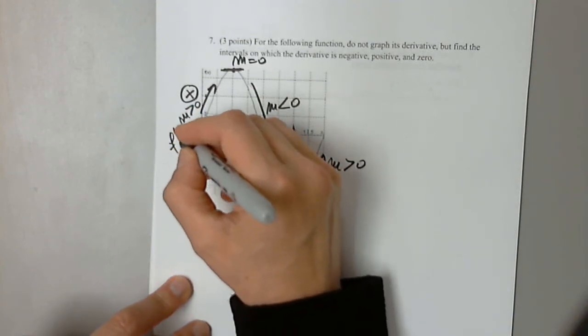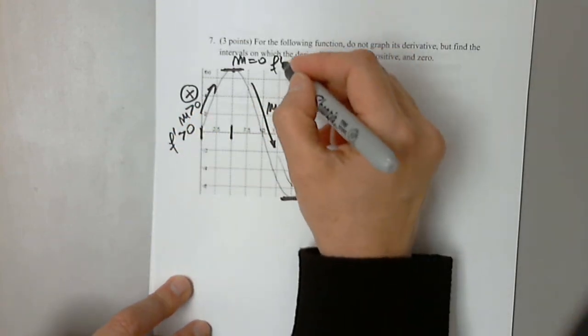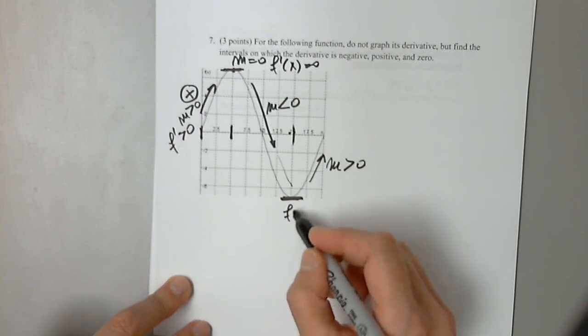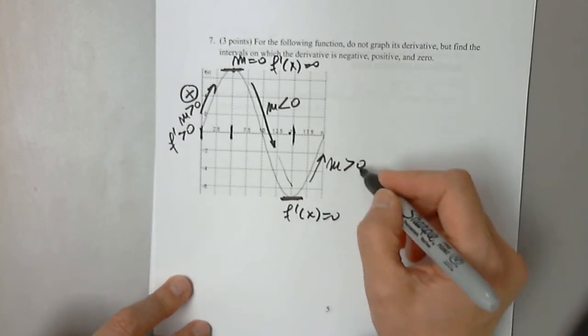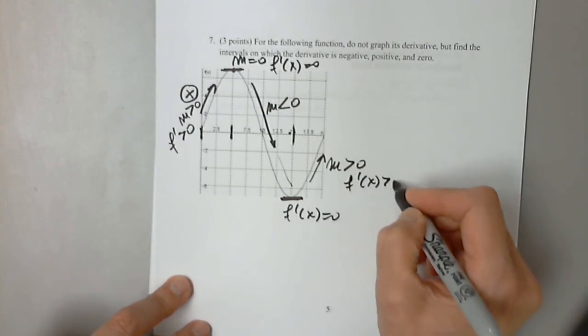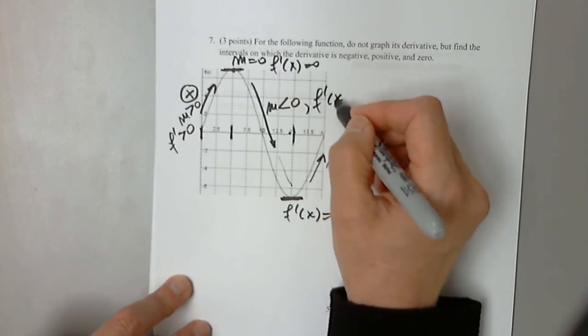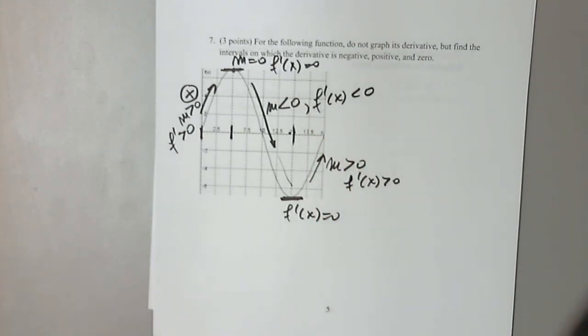So here, first derivative, positive. Here, first derivative, 0. First derivative, 0. Slope, or first derivative, positive. Slope, or first derivative, negative. That's all.